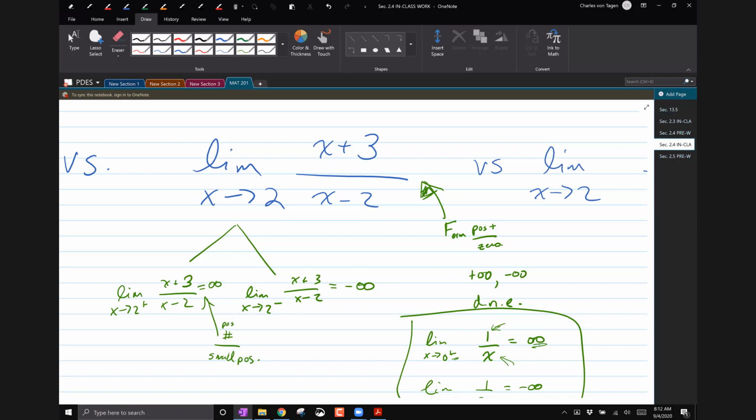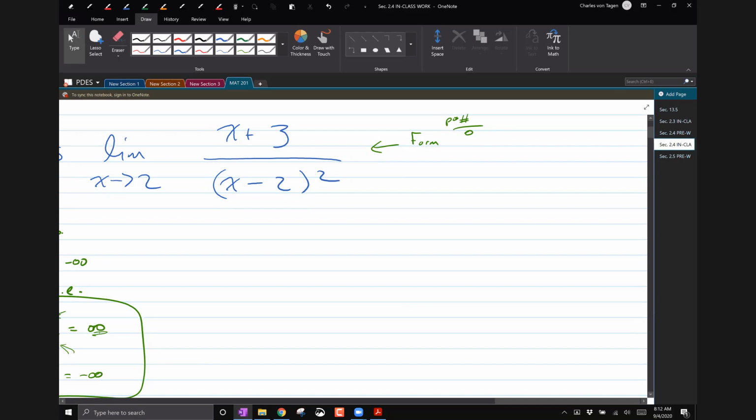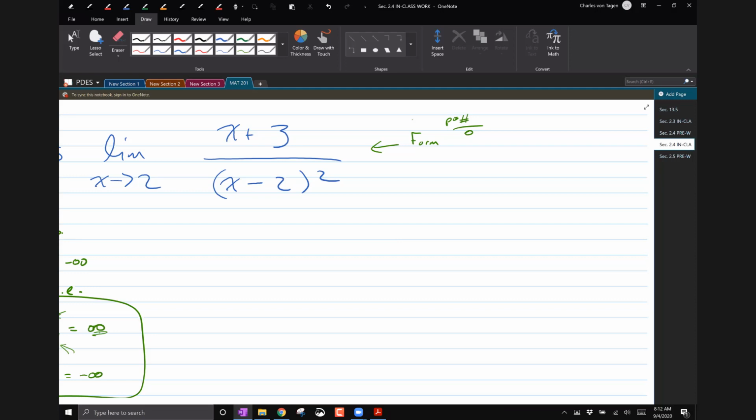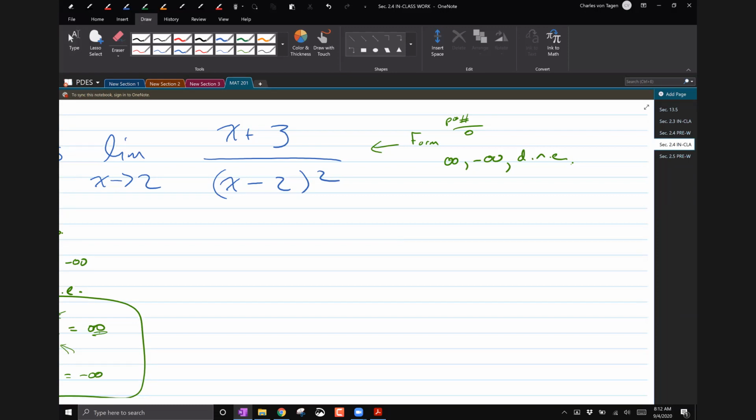Okay. Over here, we've got a similar issue in that, notice I didn't write the words indeterminate form, folks. This doesn't look like 0 divided by 0. That means it's going to be one of these three answers. It's either going to be infinity, it's going to be minus infinity, or it's going to be does not exist. It's going to be one of those three answers. All you have to do is decide which one.